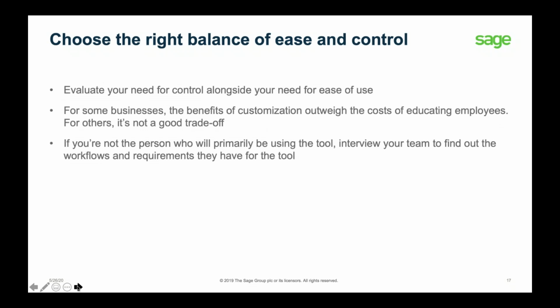When you're choosing tools for your business, whether it's deciding on what laptop to use or which CRM to purchase, you need to evaluate your need for control alongside your need for ease of use. A CRM like Ontraport, for example, provides a lot of ability for custom rules, fields, and coding, but it has a pretty steep learning curve and is not particularly intuitive. For some businesses, the benefits of customization, the information they can get from it, all of the reporting outweigh the cost of educating employees. For other businesses, it's not a good trade-off at all.